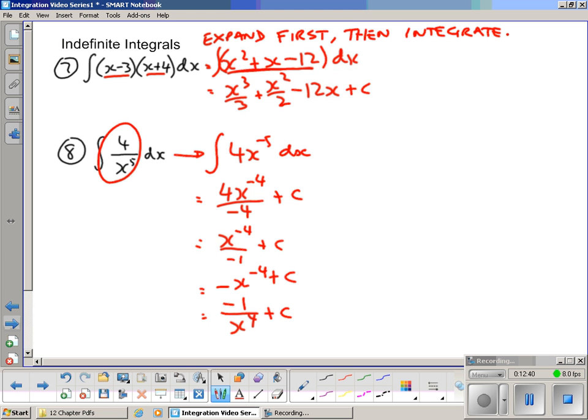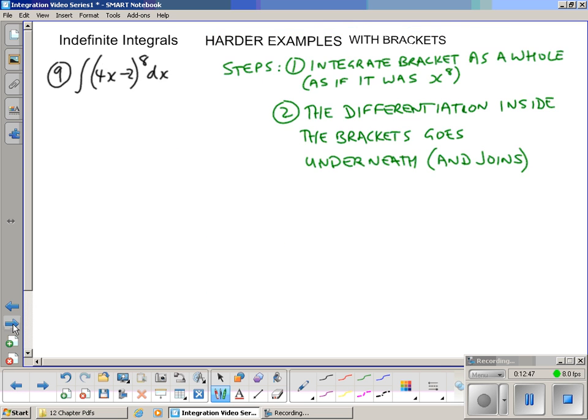Okay, one more harder example on the next page and then we're pretty much done. I know this video has gone on for a while, but we're getting some great examples shown here. Okay, this has got its own method here. We've got brackets here and we can't really expand it. I'd hate to expand something with a power of 8 there. I think that would take a long time.